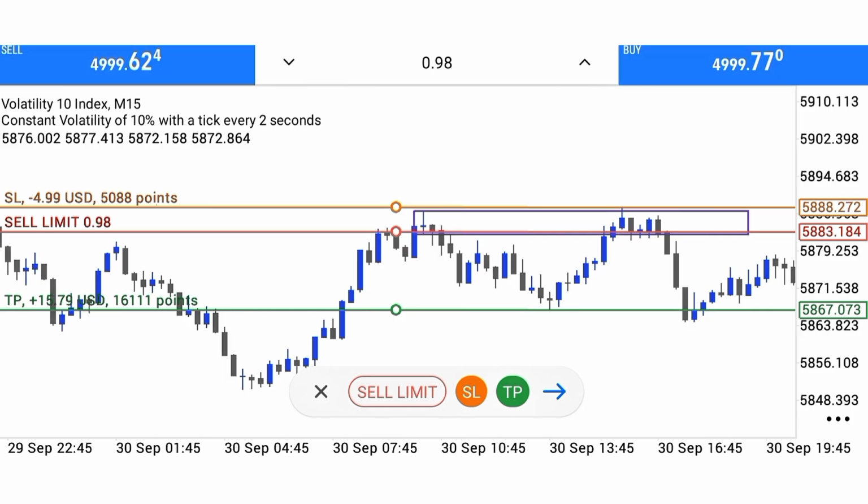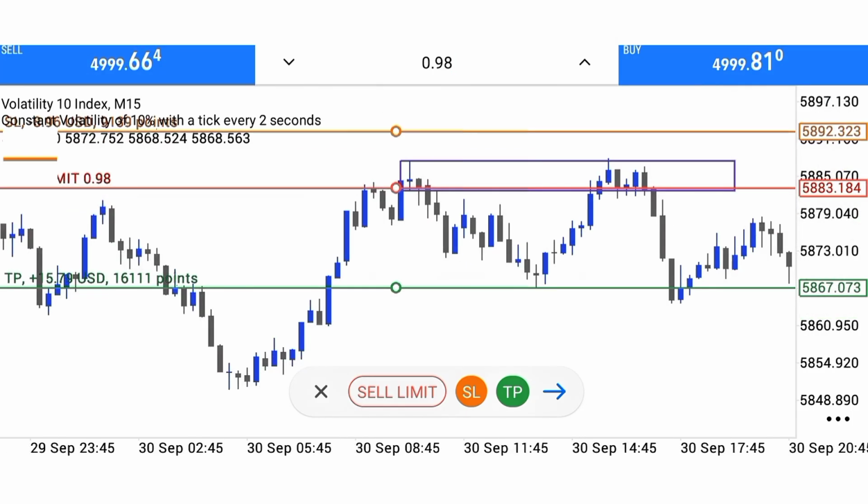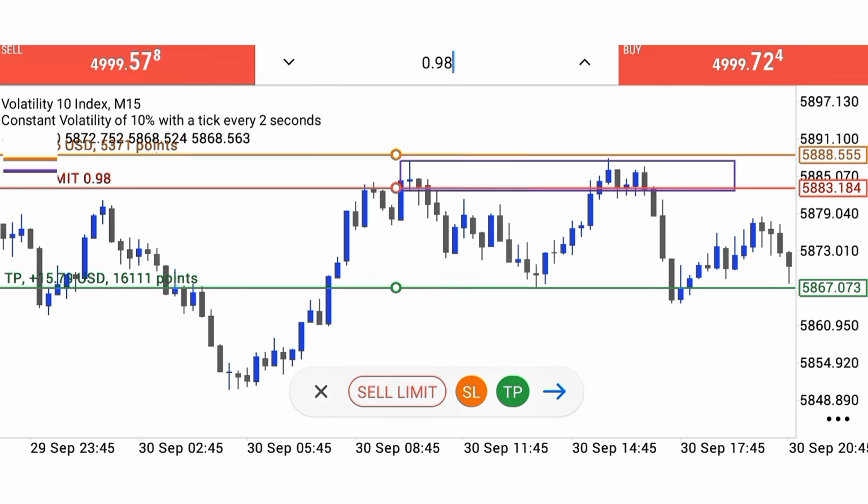Okay, this one, let's imagine I'm risking $5. So if I'm risking something like $20 for this trade, I have to increase it. Let's say two.